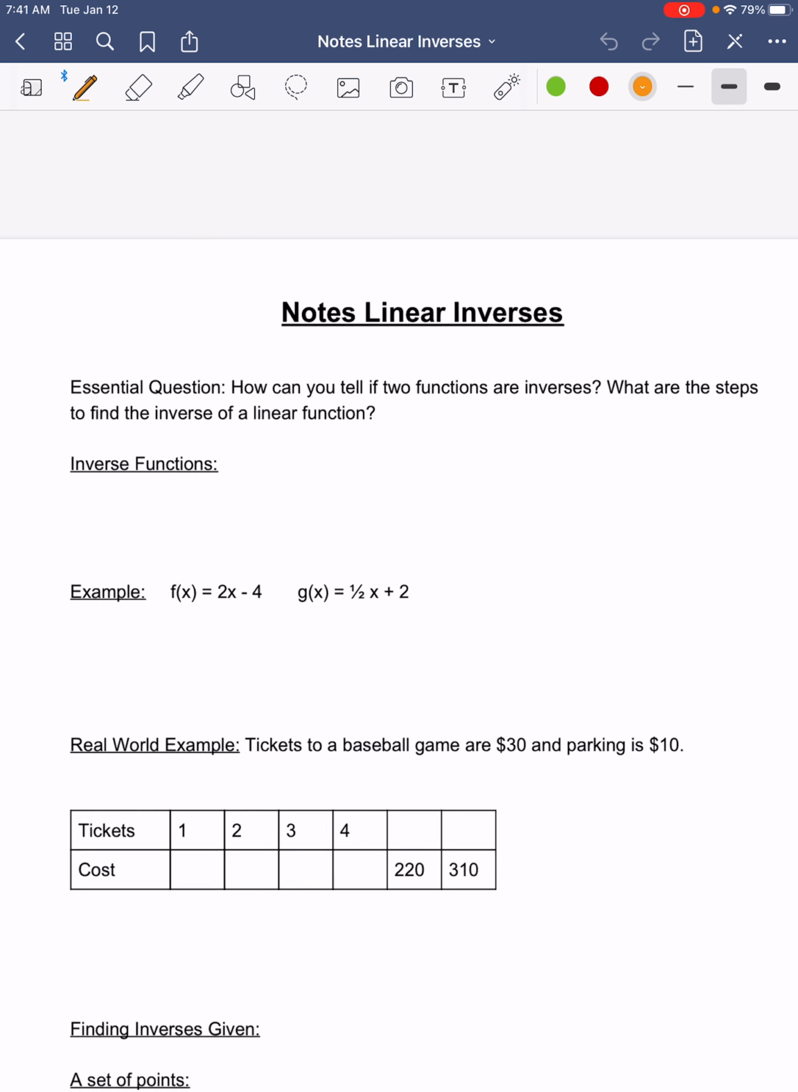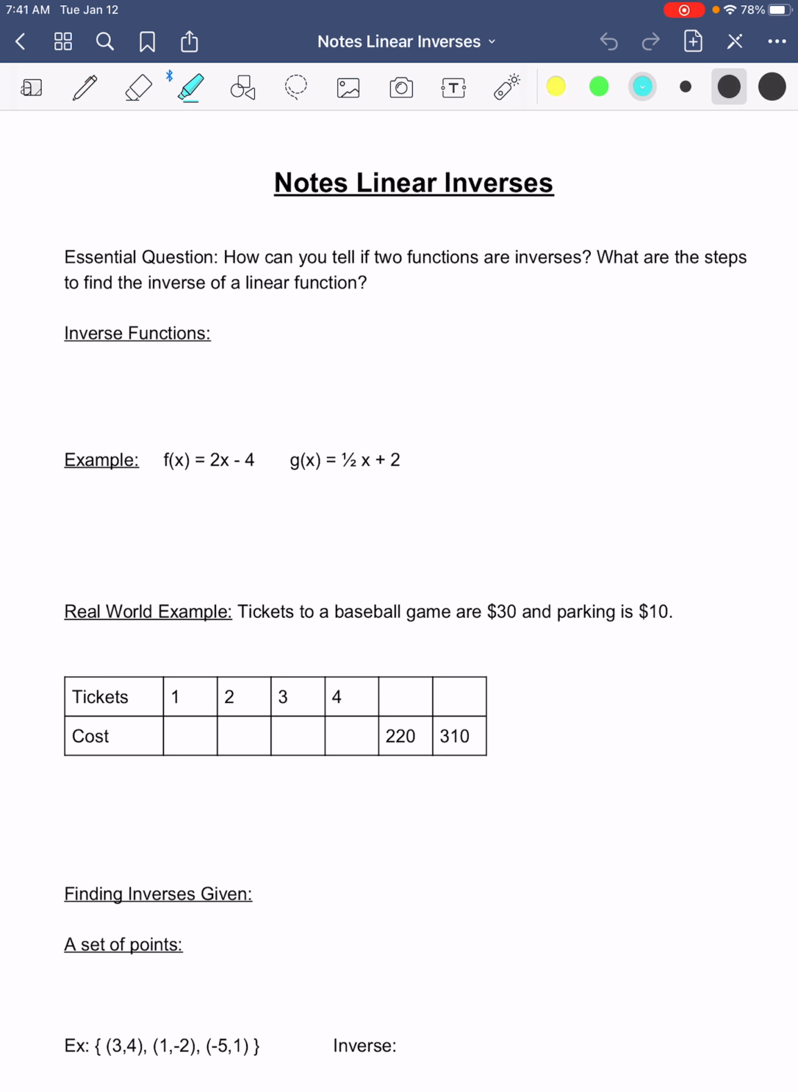All right, so at the top of your paper, you guys can go ahead and put the title. These notes are linear inverses. You don't have to write down the essential question, but at the end of the notes, you want to be able to answer, how can you tell if two functions are inverses? What are the steps to find the inverse of a linear function?